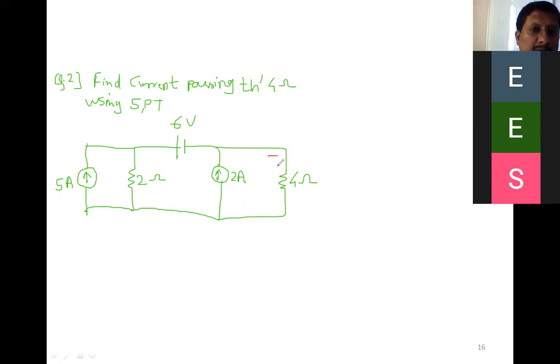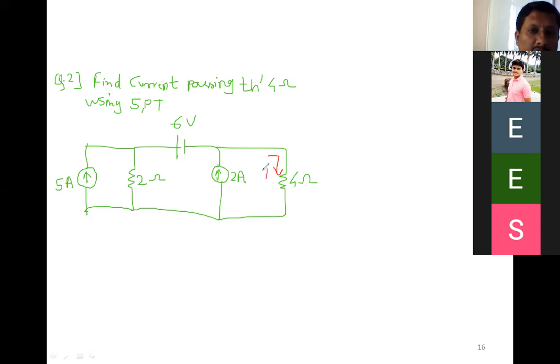Current passing through 4 ohm means this. I will give the name as I. So we have to find out I1, I2, and I3, because 3 independent sources are there. It is a linear circuit, it is a DC circuit, and it contains a minimum of 2 independent sources, so the superposition theorem we can easily apply. There are 3 independent sources, so 3 different responses we have to calculate.